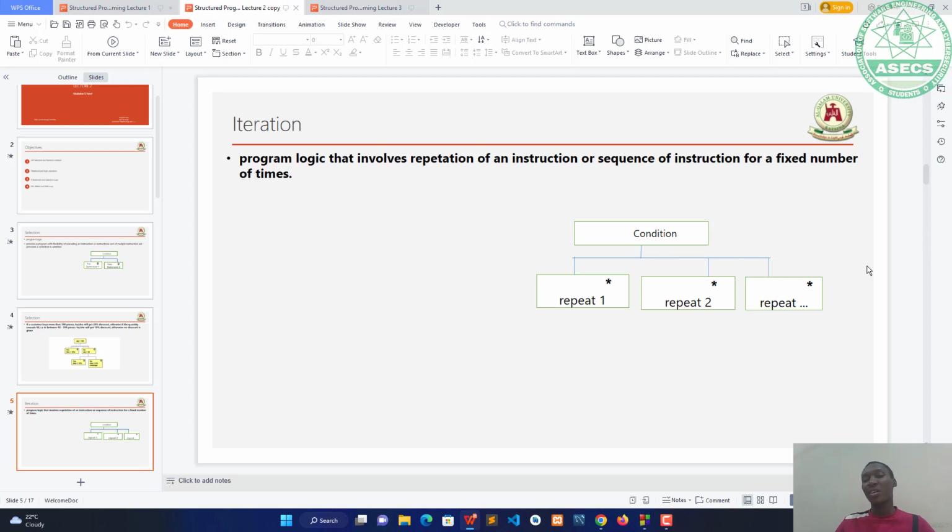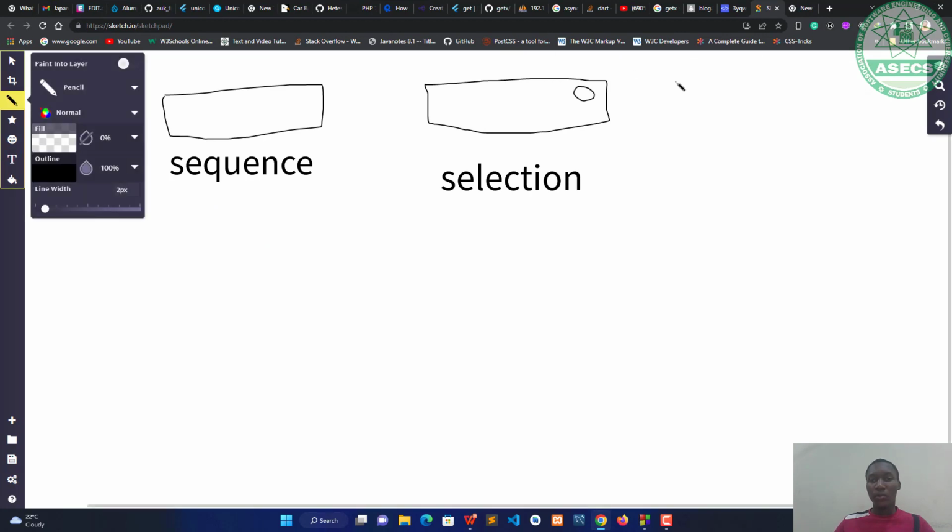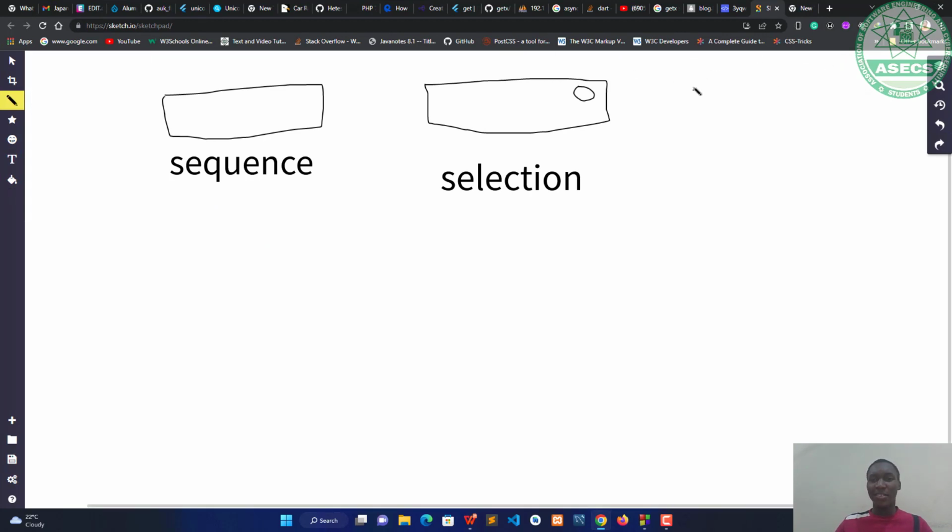But that doesn't mean mutum zai ta zana boxes. You can draw even a single box and that should be okay for you. So let me go back to the sketch part. I'll draw on that one.